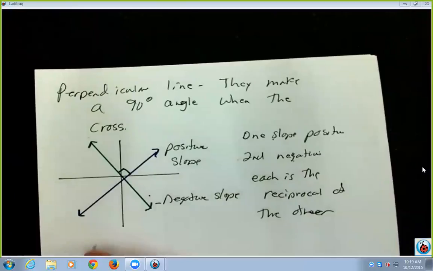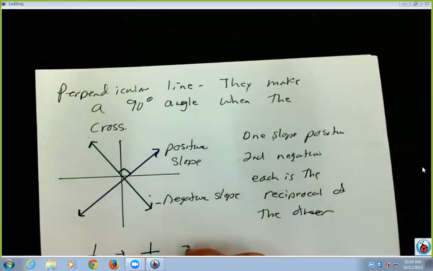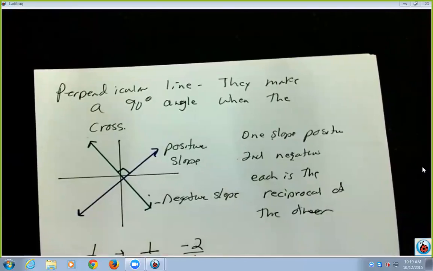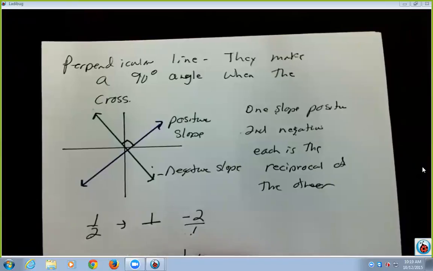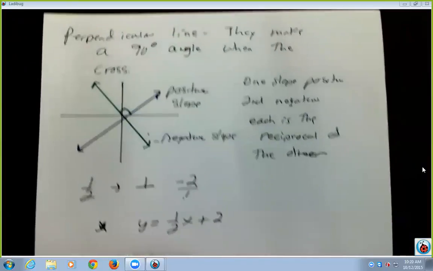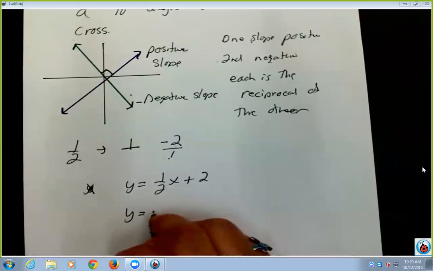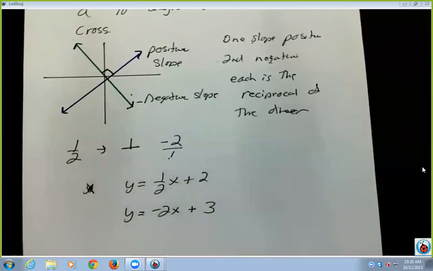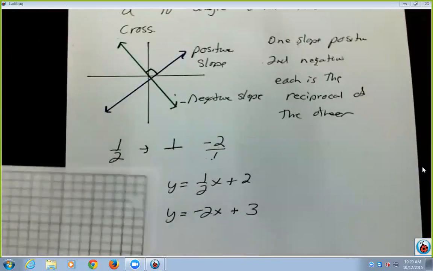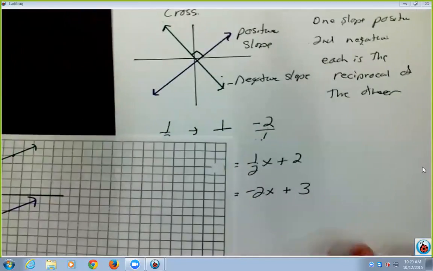So what this means is if I have a slope of 1/2, the perpendicular slope is going to be -2/1. I take the reciprocal and also take the opposite sign. So I flip this over and get a -2. Let me show you that this happens. If I have y equals 1/2 x plus 2, and y equals -2x plus 3, I want to show you on graphing these that I end up with two perpendicular lines. So let me get my paper in here.